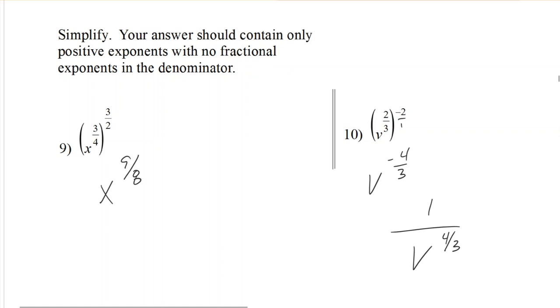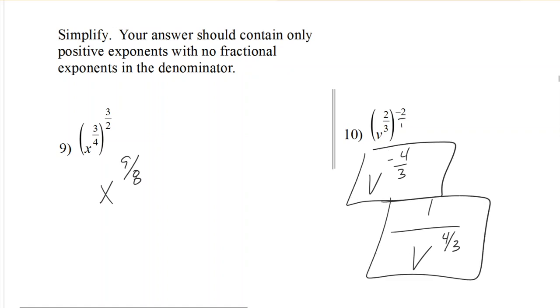With no fractional exponents in the denominator. So that would mean if we don't want a fractional exponent in the denominator, then I'm going to make it like that, negative 4/3. This would be our answer.